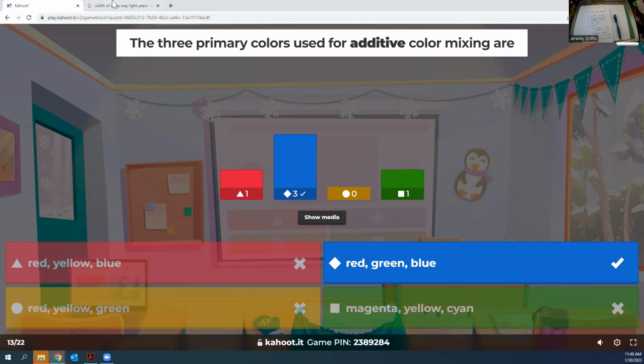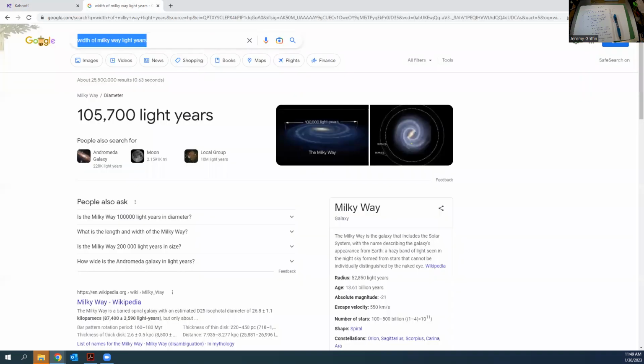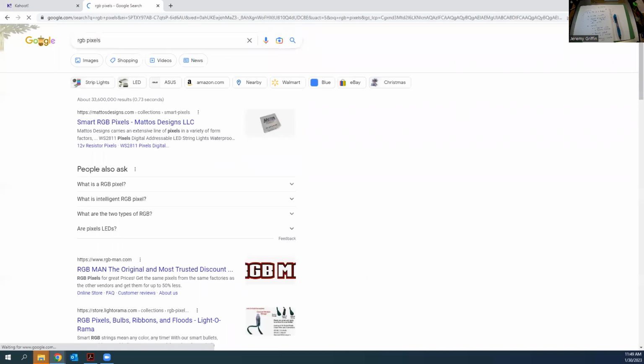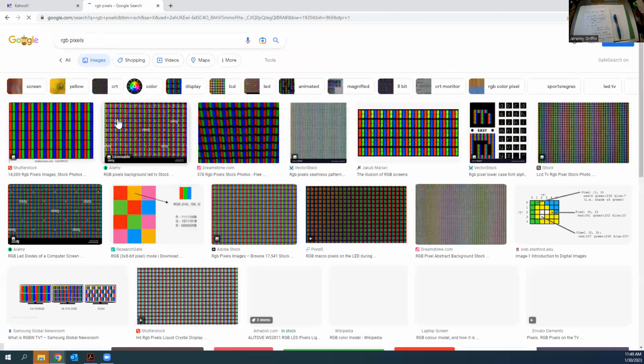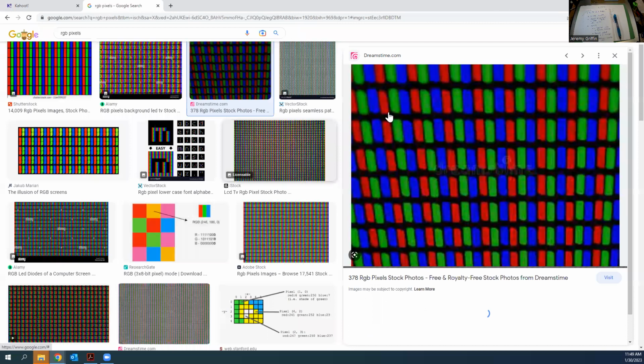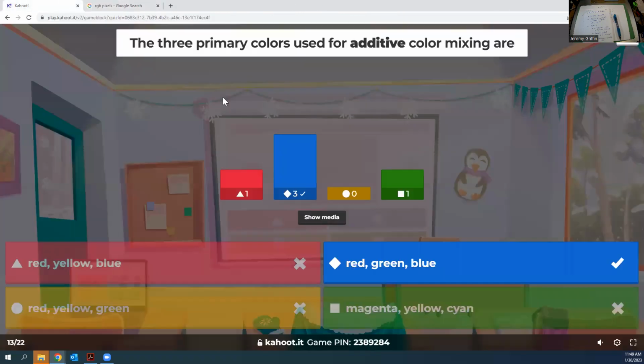Did I show you guys a close up of RGB pixels? I think I showed you guys an image last week, but in case you missed it, there we go. So that's what your phone screen looks like up real close. It looks like that, right? RGB.